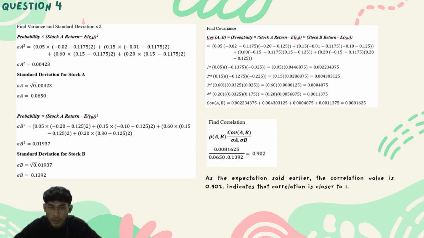Next is to find covariance using the formula probability times in bracket stock return minus expected return close bracket times stock return minus expected return for stock B. And the result is 0.008165. And finally, find correlation using the formula covariance for stock A and B divided by standard deviation for stock A and stock B. And the result is 0.902. As the expectation said earlier, the correlation value of 0.902 indicates that the correlation is closer to 1.